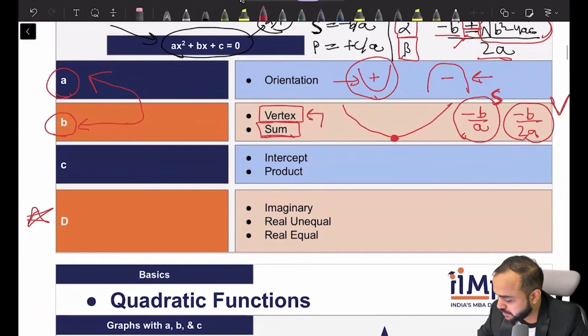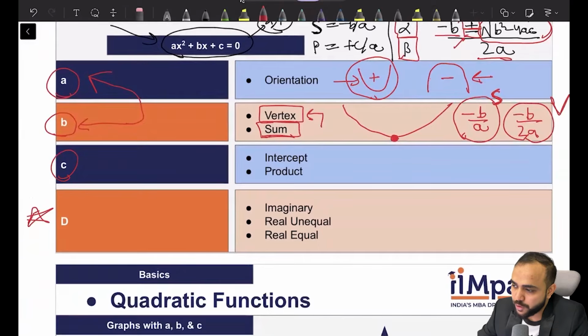All right. The C value gives you what it always gives for any polynomial, which is the intercept value. What is the value of y when you put x equal to 0? Where is this graph cutting the y-axis? This also gives you the product of the roots. This is plus c by a.